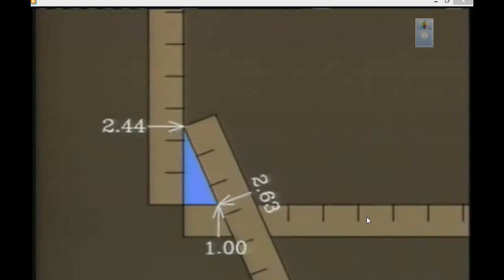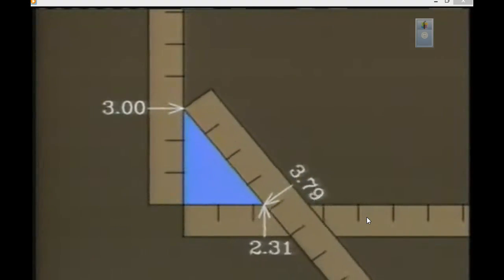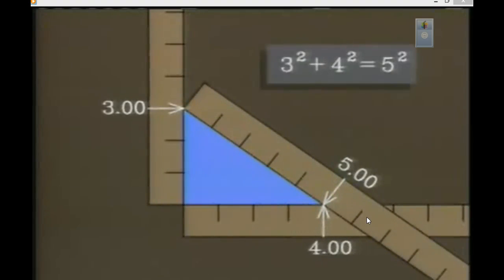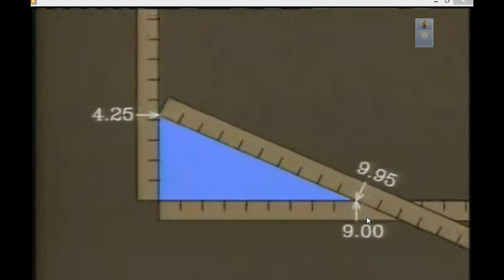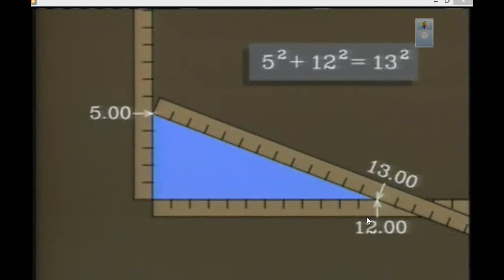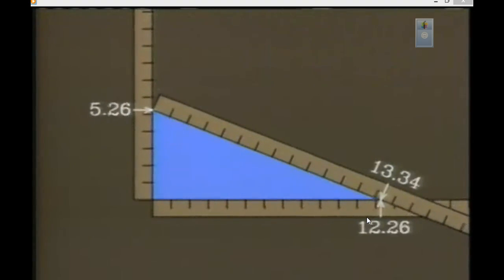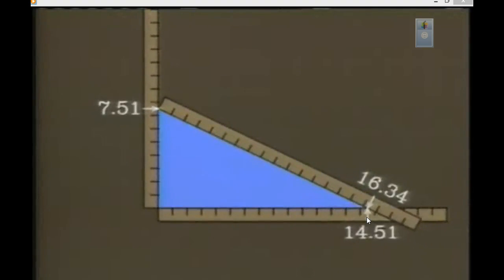When all 3 sides of a right triangle are integers, they're said to form a Pythagorean triple. Here's one with 3, 4, and 5, and 5, 12, and 13. Another one with 8, 15, and 17, and there are infinitely many more. Pythagorean triples were known long before the time of Pythagoras.